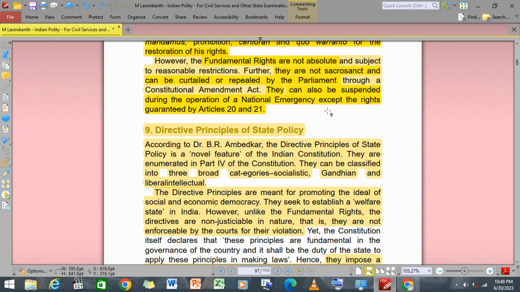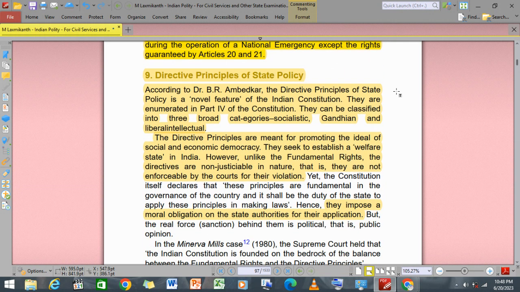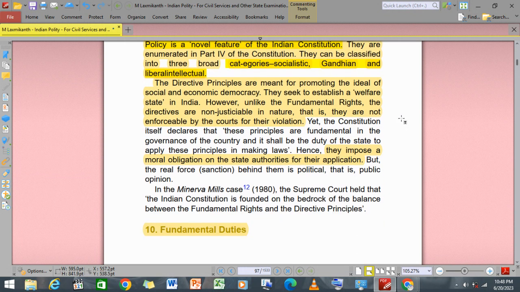All right, and we have the directive principles of state policy as well. B.R. Ambedkar also said that the directive principles of state policy are a novel feature of the Indian Constitution. Right? They are contained in Part 4 of the Constitution. They are classified broadly into categories like socialist, Gandhian, and liberal-intellectual. All right, and the DPSP are meant for the promotion of the ideal of social and economic democracy. They seek to establish a welfare state in India.